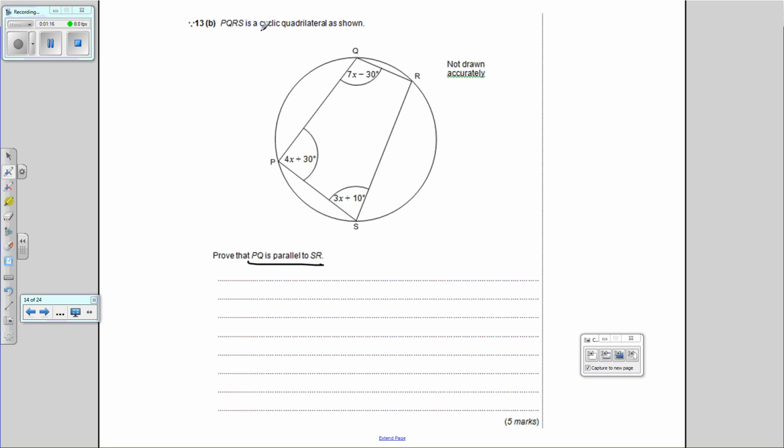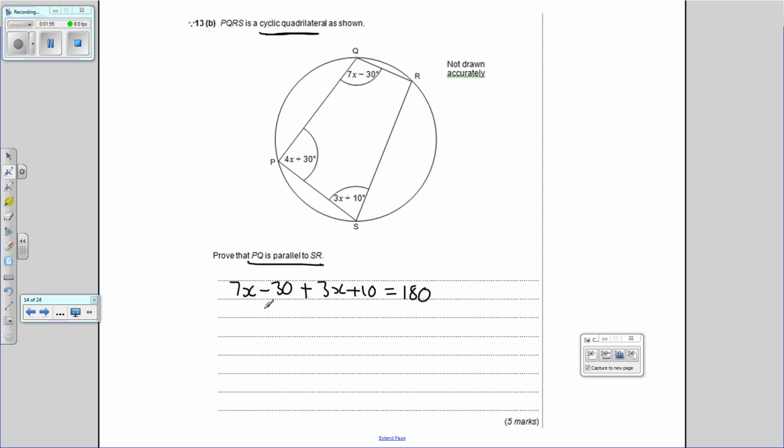Cyclic quadrilateral, what should be shouting out is the fact that opposite angles in a cyclic quadrilateral add up to 180. If you're not sure what a cyclic quadrilateral is, it's any four-sided shape where all of the corners, all of the vertices, lie on the circumference, and the opposite angles add up to 180. So let's just try and use that to get some marks. So these two must add to 180. So 7x minus 30 added to 3x add 10 equals 180. And then what we have here is an equation. So really you should be unstoppable from solving this equation.